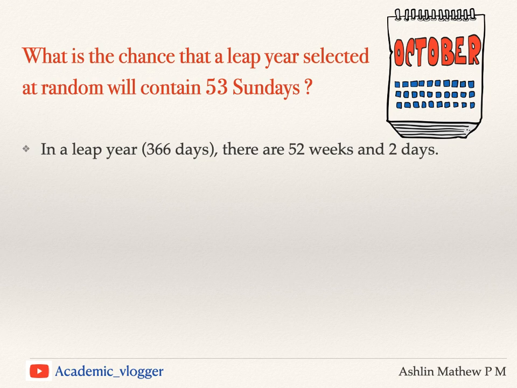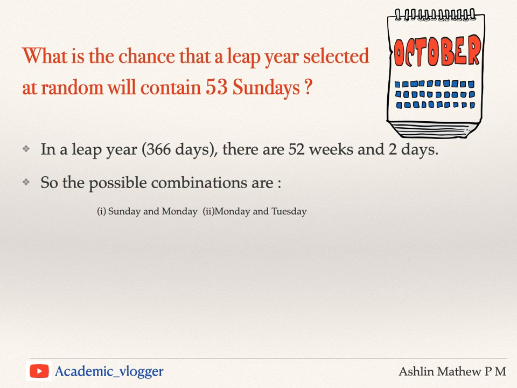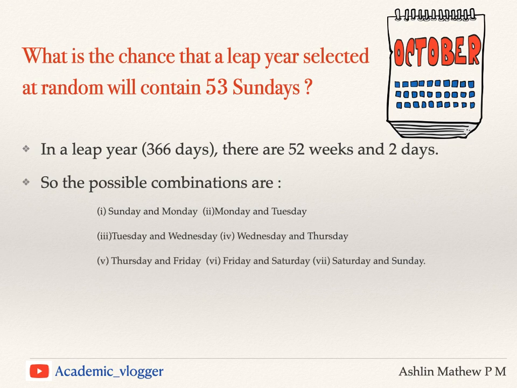Yes. So we are going to check the possible combinations that can happen in those 2 days, and we know that the 2 days are consecutive days. The possible combinations are Sunday Monday, Monday Tuesday, Tuesday Wednesday, Wednesday Thursday, Thursday Friday, Friday Saturday, and Saturday Sunday. So there are 7 possible cases. Those 2 days could be any of these 7 cases.